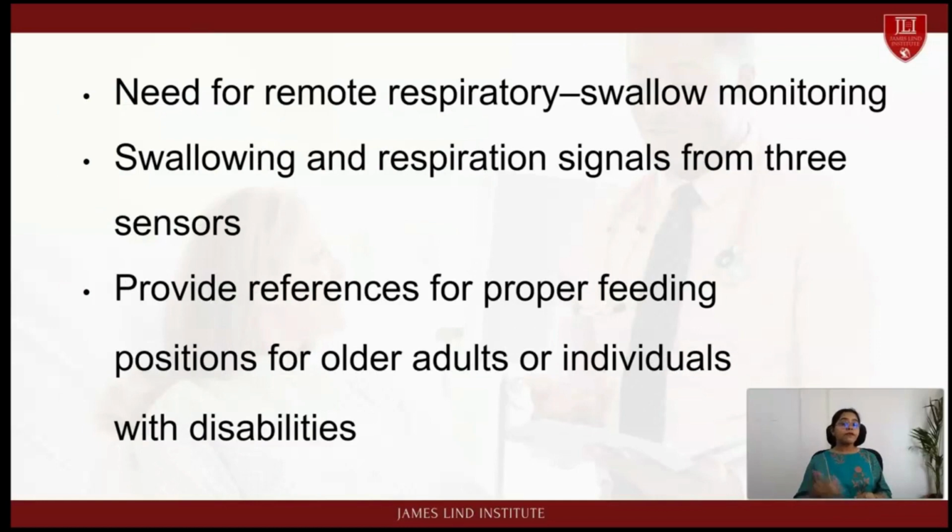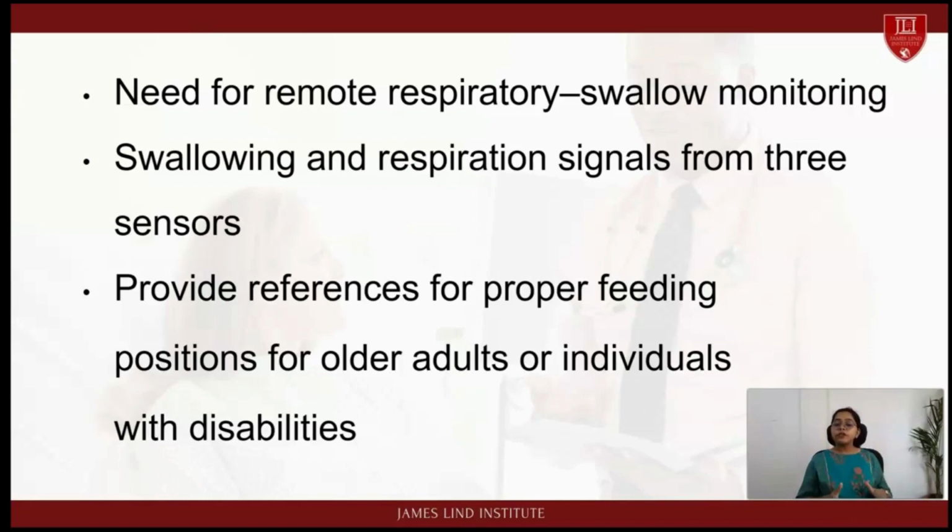Now you must be knowing that while swallowing or while eating, if a patient is swallowing during the meal, the breathing stops, and to keep an eye on the swallowing of the patient, or we can say remote respiratory swallowing, this system was developed so that it can send the signals of swallowing and respiration from different sensors. So the patient has to wear 3 different sensors that will collect this respiratory signal and swallowing signal.